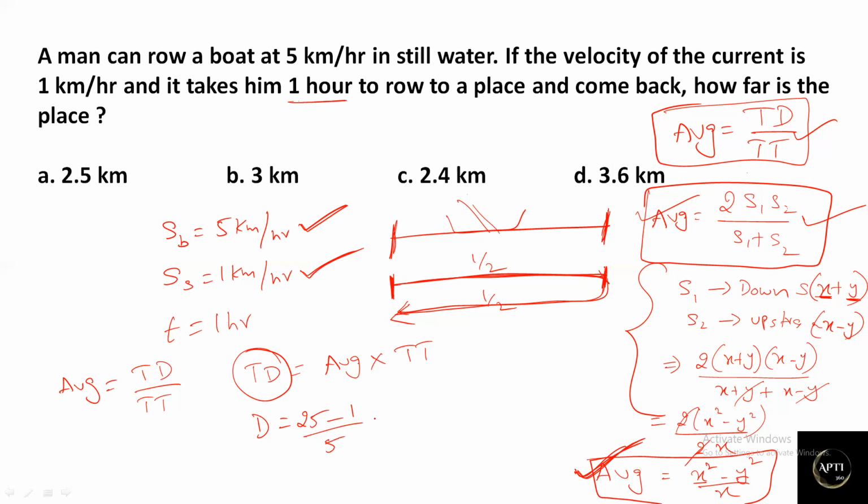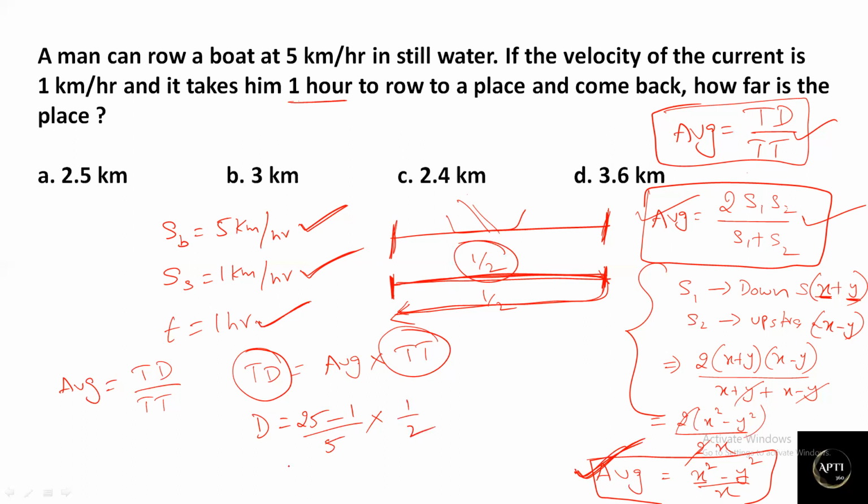X is 5, into the total time. How much is the total time he takes? 1 hour, right? So for one direction he will take half an hour. Why do we consider only one direction? We need to take just the distance from starting to ending. They are not asking about the total distance he traveled. If it were the total distance, you would take the total time, but here they are asking about only one distance, one part from starting to ending. So we need to take only the time for that part, so we take it as 1 by 2.